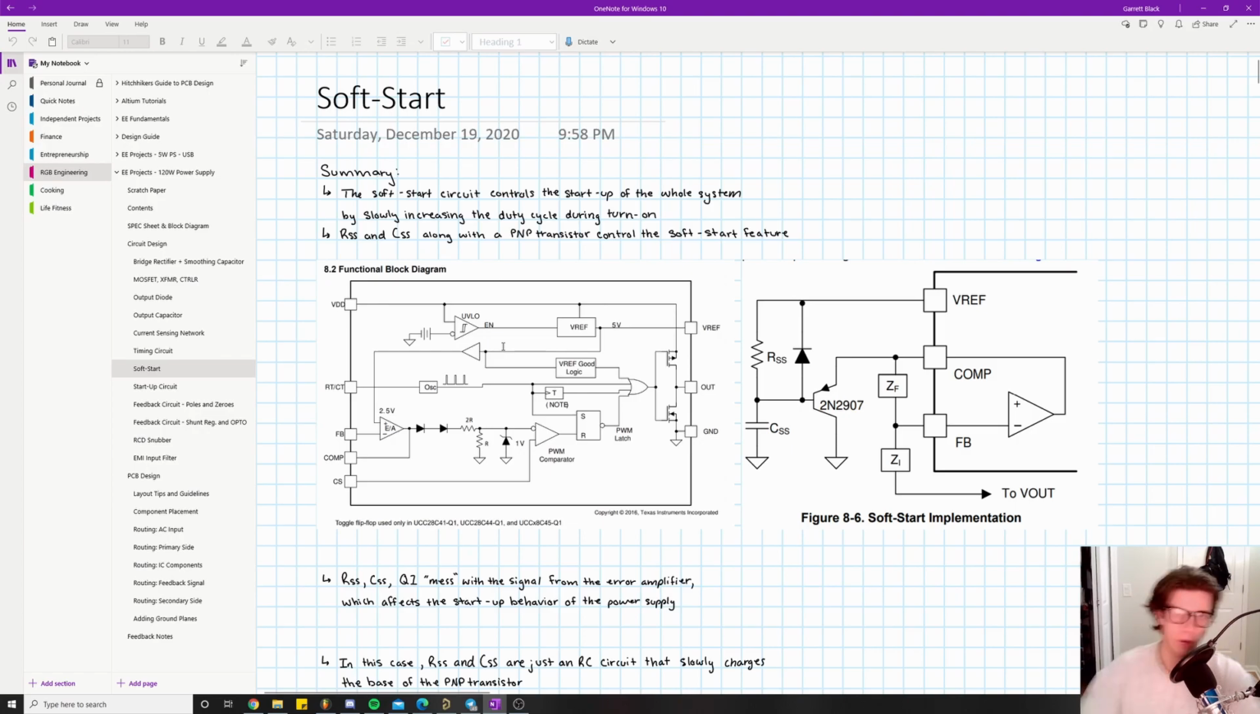So we are now on to the soft start portion of our design phase. We're basically designing the soft start circuit, I should say. So just some quick details about the soft start circuit.